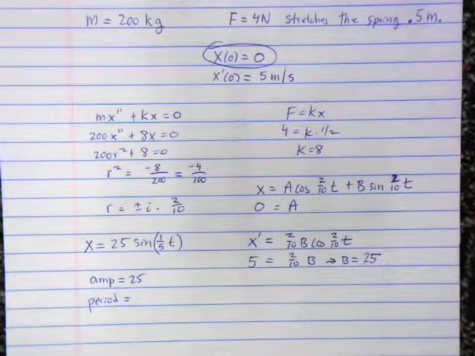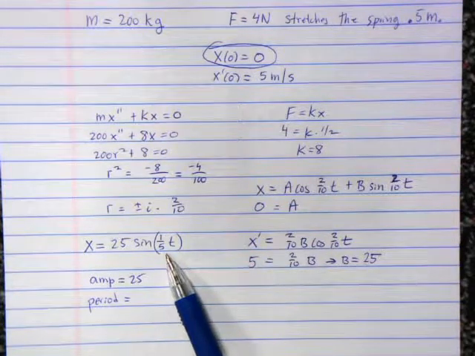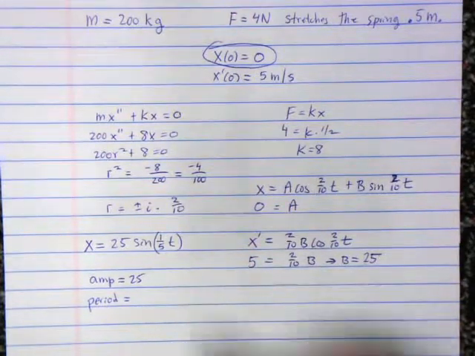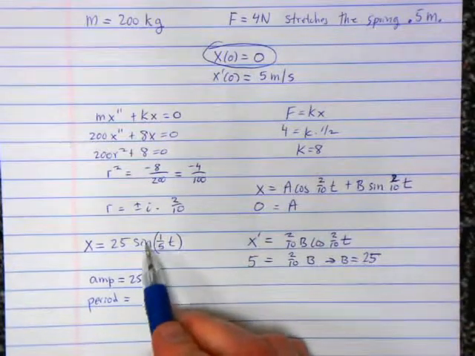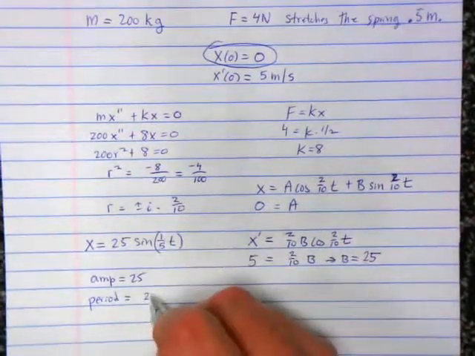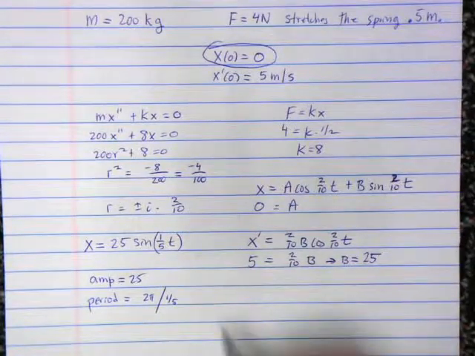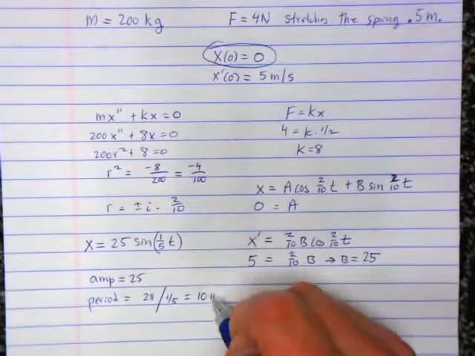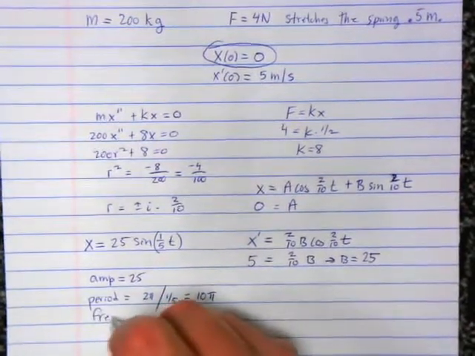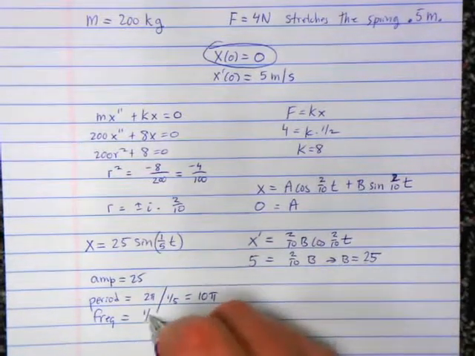Period, isn't the period like 1/5? But 1/5 has something to do with the period, that's correct. The period of sine is usually 2 pi. So this is going to be 2 pi divided by that number that's there, 2 pi divided by 1/5. So the period will be 10 pi, which means the frequency is 1 over 10 pi.